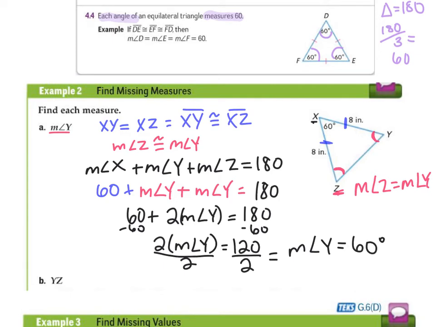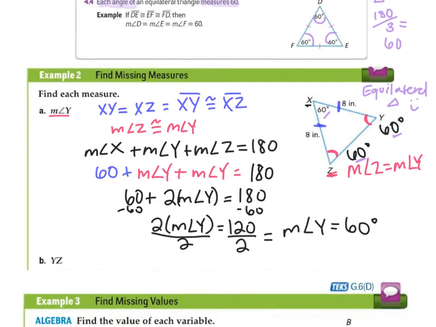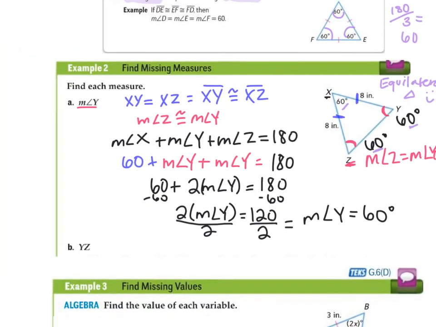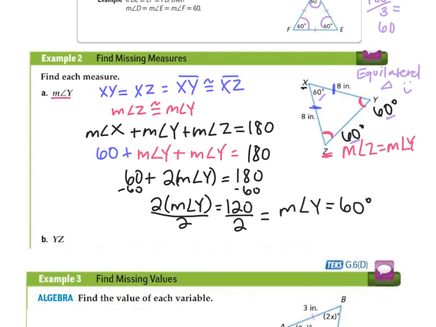So let's look at that. Y is going to be 60, okay? And what do we know about y and z? These are congruent as well. So we actually have 60, 60, 60, an equilateral triangle. Okay? And then let's see, our last thing we need to solve for is side YZ.